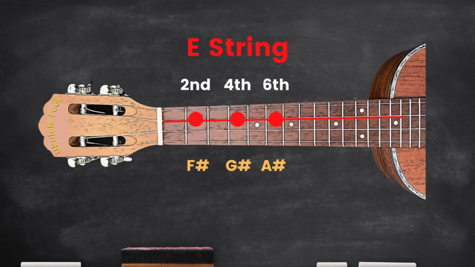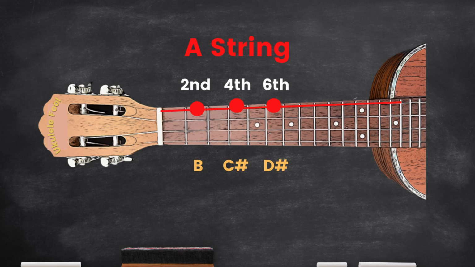Let's do that again on the E string. Same pattern. So 2nd fret on the E string, 4th fret, and 6th fret. And why not? Let's just do it on the A string too. 2nd fret, 4th fret, and 6th fret.